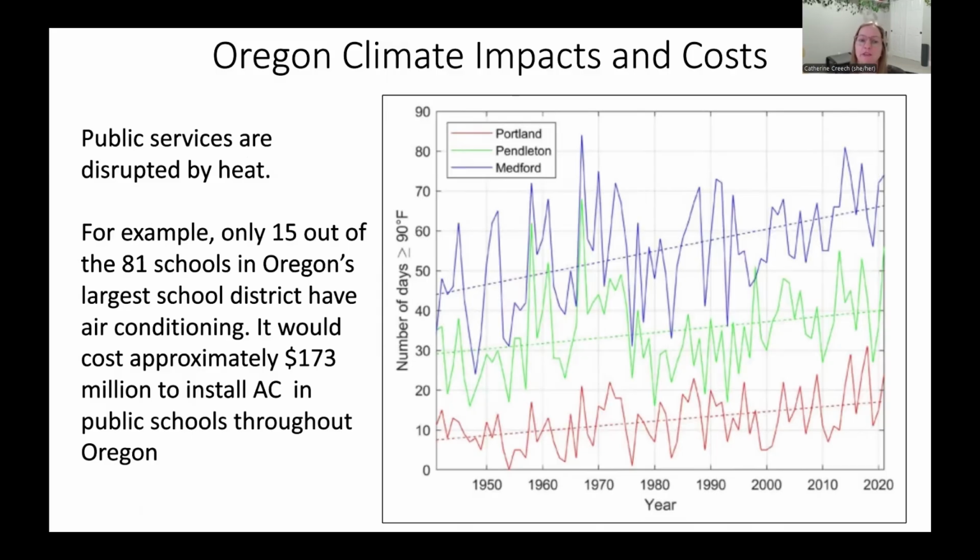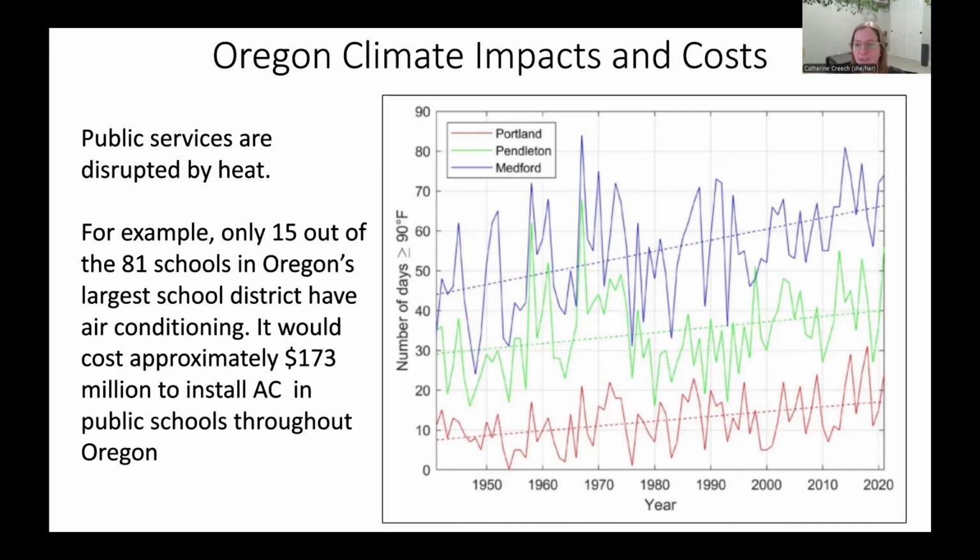Public services are disrupted when we have heat events. For example, only 15 out of 81 schools in Oregon's largest school districts have air conditioning. Maybe you went to a school that did not have air conditioning. We estimate that it would cost approximately $173 million to install AC throughout Oregon public schools. And if we're going to continue to have these heat waves, these week-long heat waves, and these extremely hot days, we're going to have to make that choice.